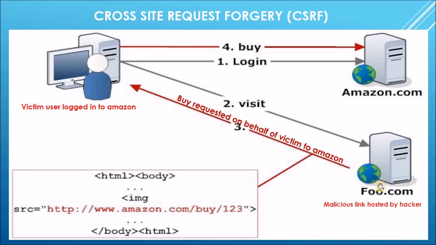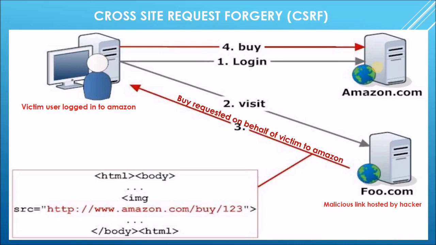But in this case, what is happening is that the hacker has hosted a malicious link on some third-party server and, by using social engineering tricks or other methods, diverted the user to access that link. As the user is already logged into Amazon.com, his session is authenticated. So if the user clicks that link, he will buy the product for the hacker, and the hacker will receive the product on behalf of the victim user from Amazon.com. This is called cross-site request forgery.